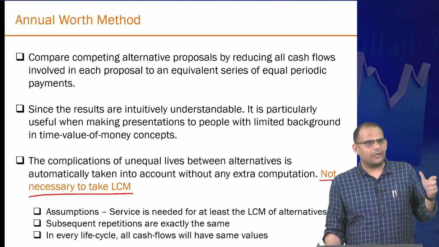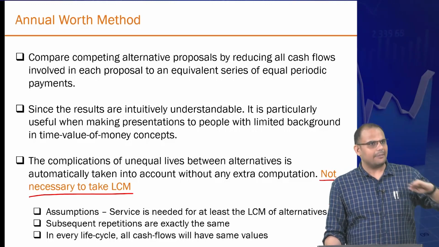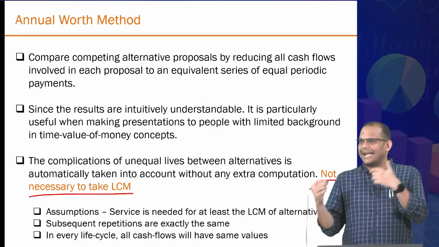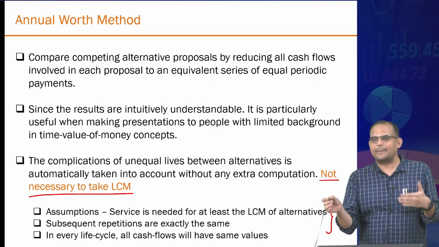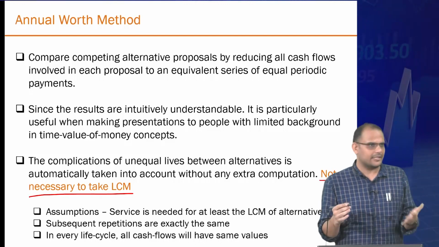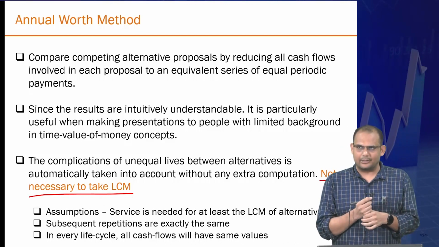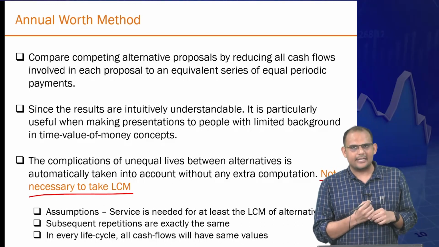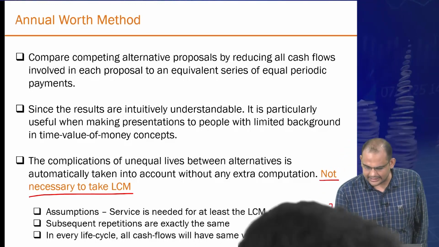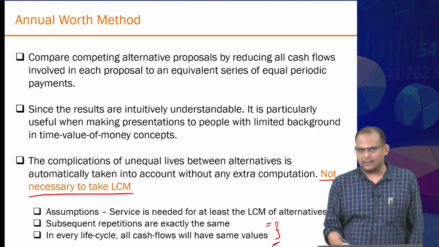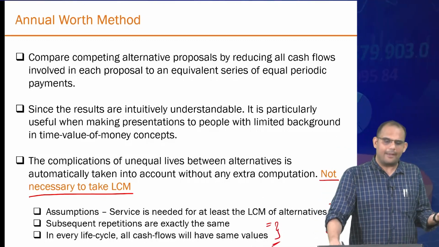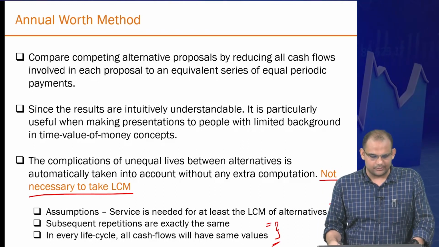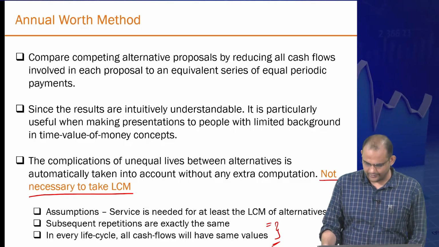Even though you're comparing only one cycle, you are ultimately making an assumption that subsequent cycles are all same, at least till the LCM. You will be repeating the analysis. In reality, that means that you are going to adopt those alternatives for at least the LCM of the two lives, and in every life cycle, the cash flow remains the same. So these assumptions are still part of the game. And as long as your requirement satisfies these assumptions, this is a good method to use. Otherwise, you have to accept the results with a little bit of caution, right?